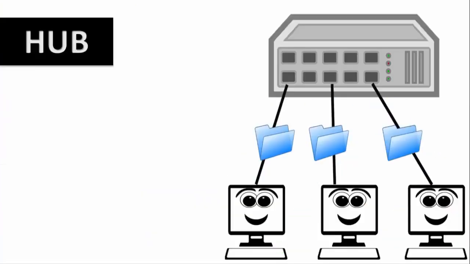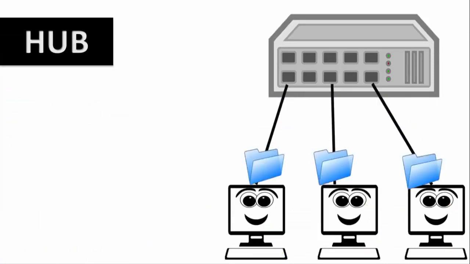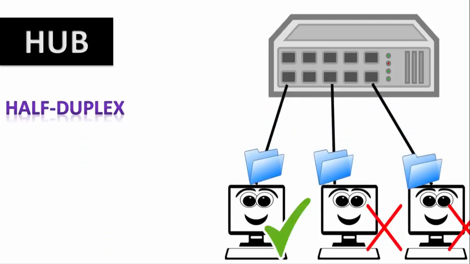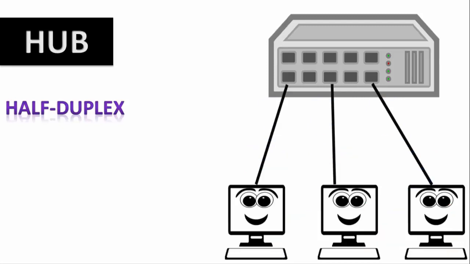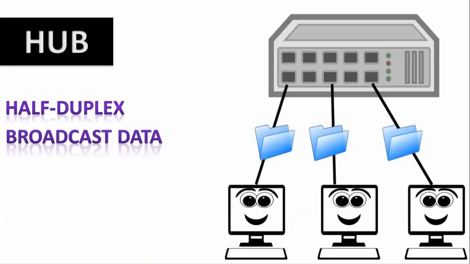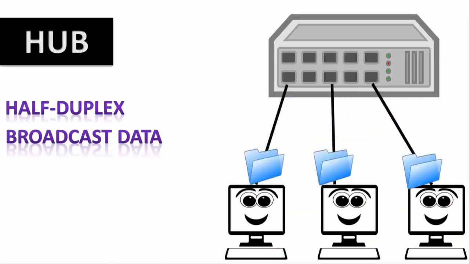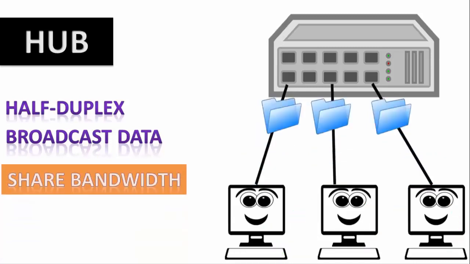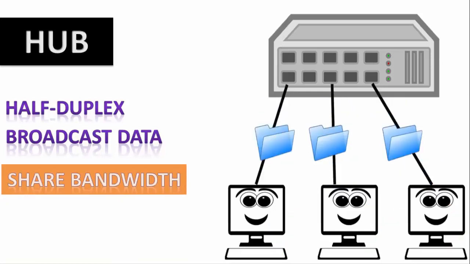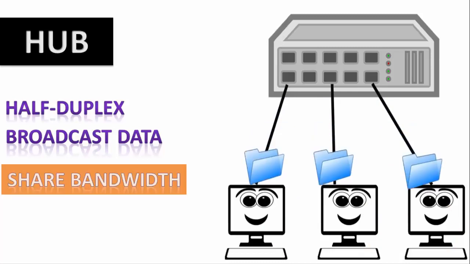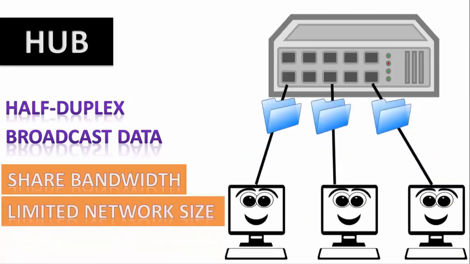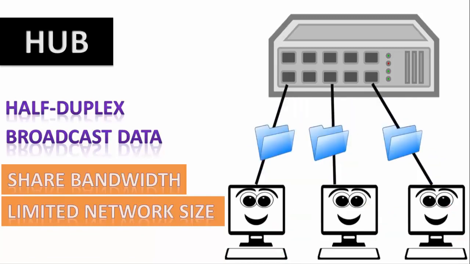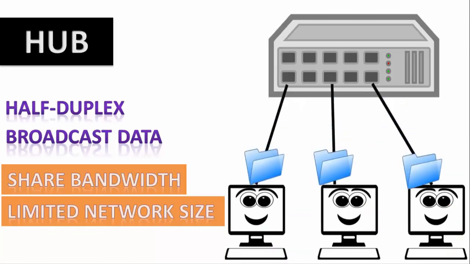Now the next device is the hub. A hub is a dumb device which is not used nowadays, as it is a half duplex device. It only communicates one at a time. The main function of a hub is that it broadcasts data on all its ports. One property of a hub is that it shares its bandwidth. That means if 10 devices are connected to a hub having a bandwidth of 100 Mbps, then each device will share 10 Mbps. Now it is used in limited networks. That means if more computers are connected to a hub, the speed will be low and degraded.